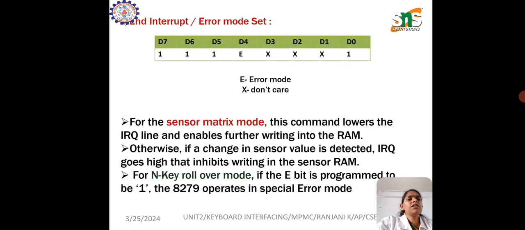Next is the end of interrupt/sensor mode command. This command lowers the IRQ line and enables further writing into the RAM. Otherwise, if a change in sensor value is detected, the IRQ goes high in the case of sensor matrix.